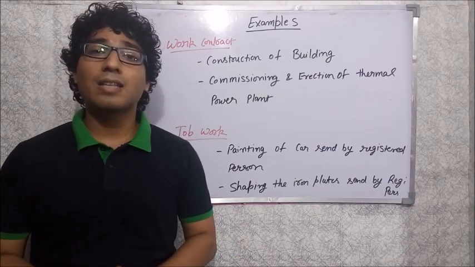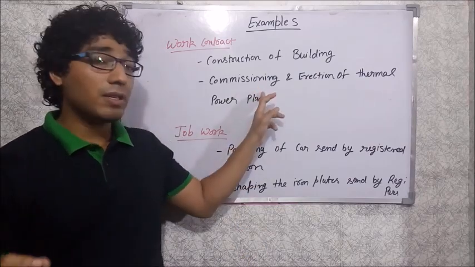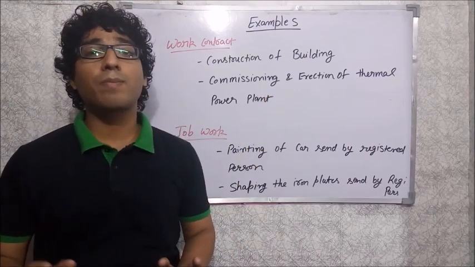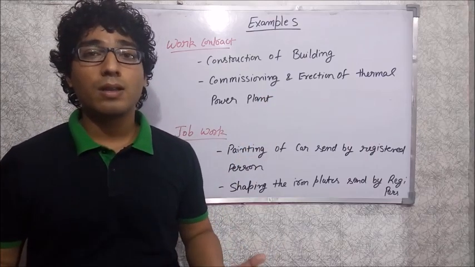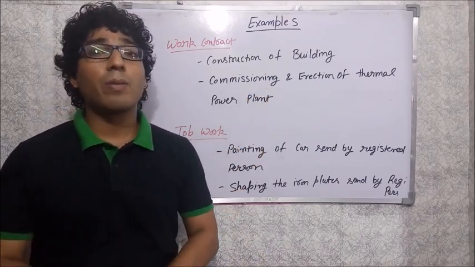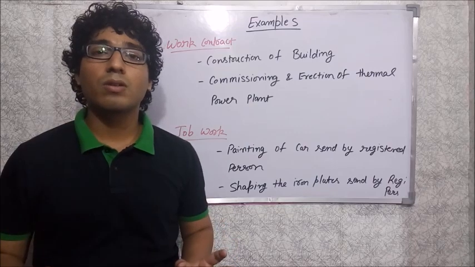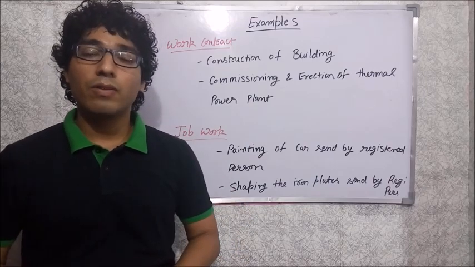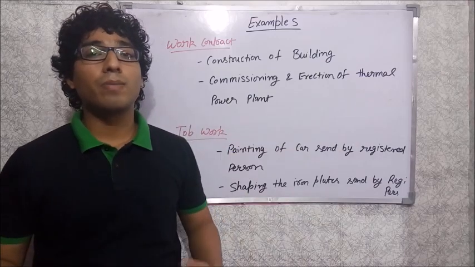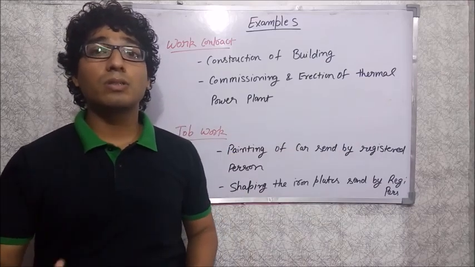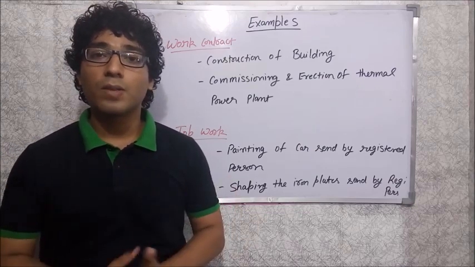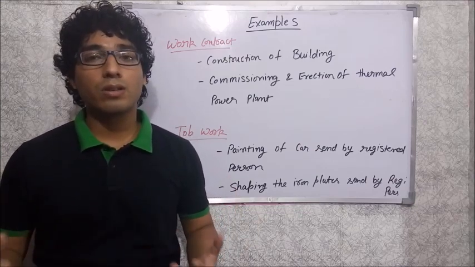The second example would be the commissioning or erection of a thermal power plant. A thermal power plant is also an immovable property. So if we commission or erect a thermal power plant, that will also be a works contract, in which the immovable property involved is the thermal power plant, and the transfer of property in goods, like cement and steel, is the same as in the construction of a building. So those are the two examples of works contract.